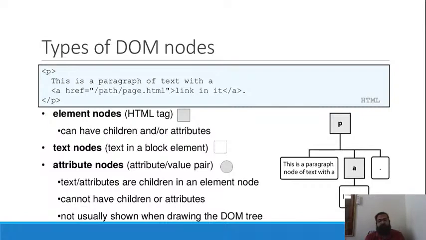Okay, so the HTML tag is the element node, then you have the text in a block element, which are the text nodes, and then you have the attribute. The attribute nodes cannot have children or further attributes, and the attribute nodes are usually not shown when we draw the DOM tree.